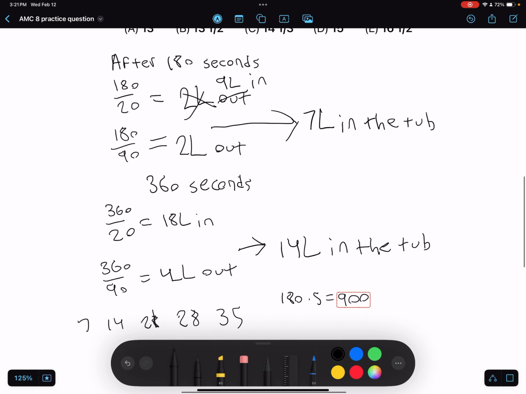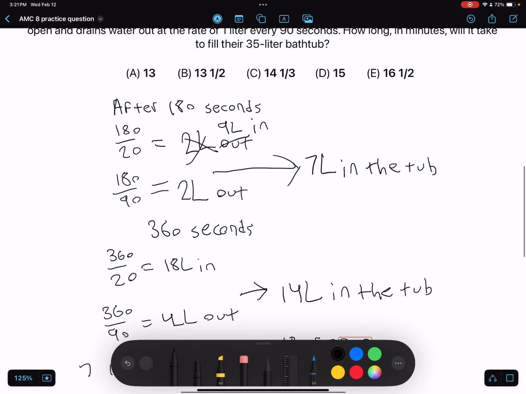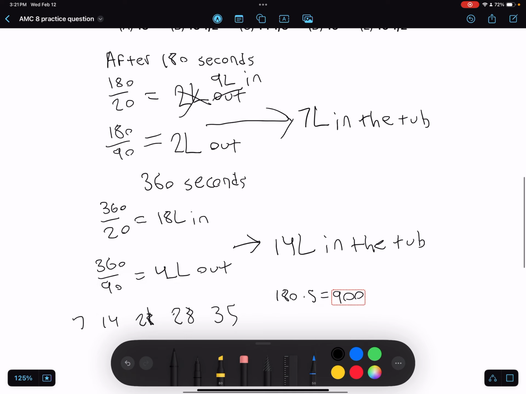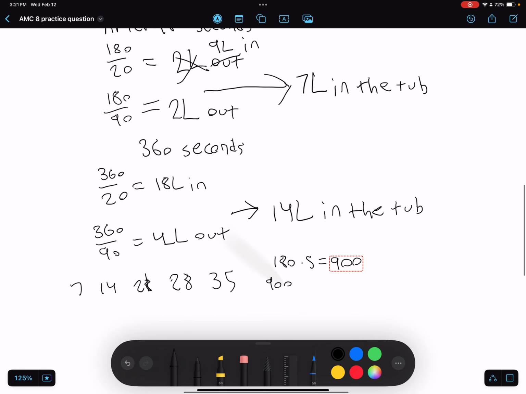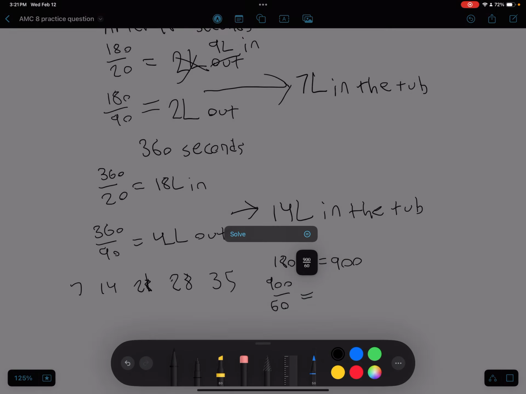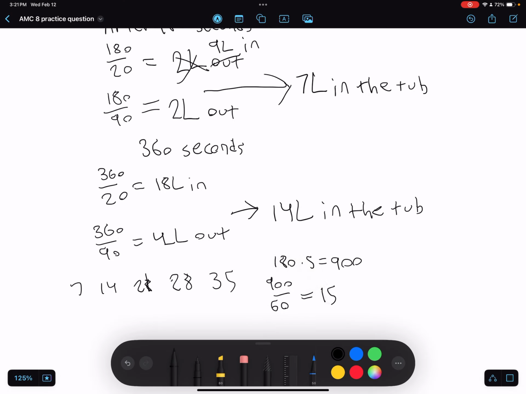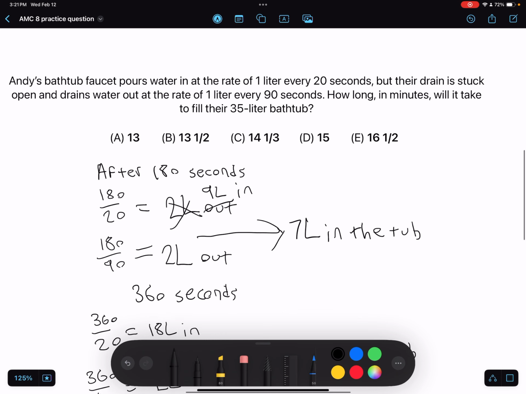So we've got 180 times 5 equals 900, and 900 seconds, that's 900 over 60 to convert to minutes. 900 over 60 is simply 15. So our answer is D, 15 minutes. That's how long it's going to take to fill the entire 35-liter bathtub.